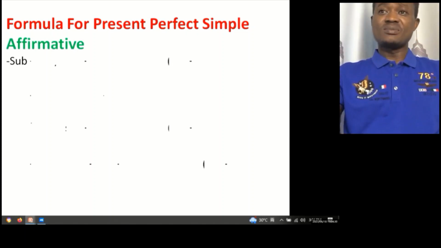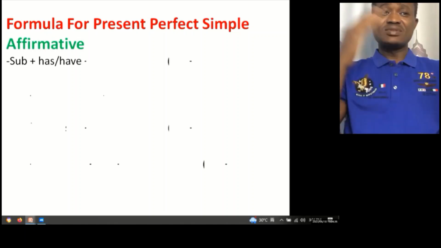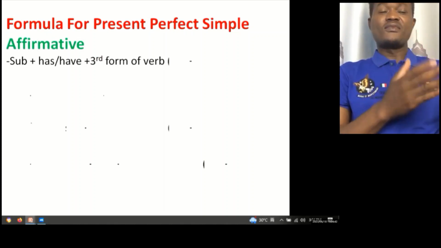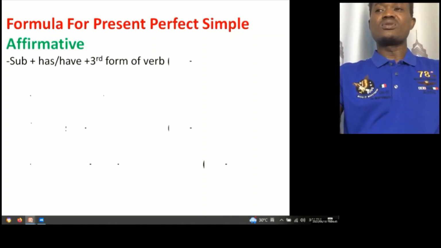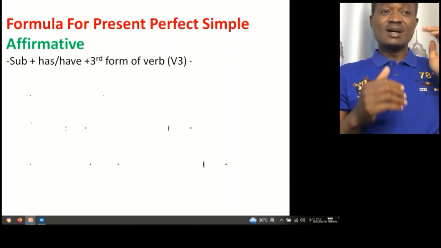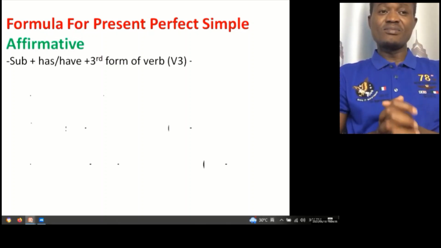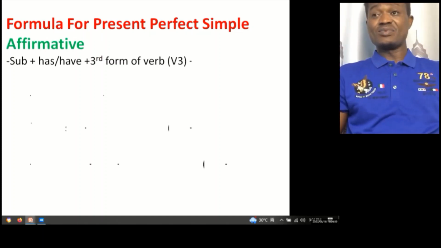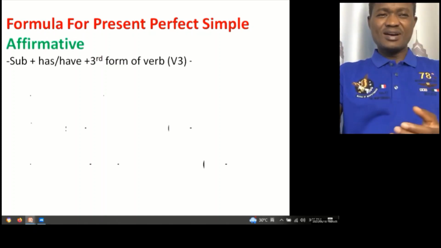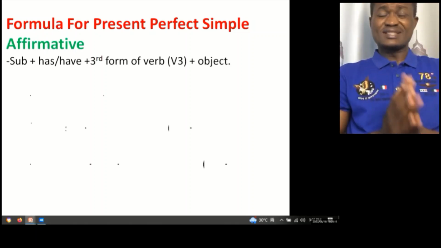Subject plus has or have, plus the third form of the verb. The third form of the verb is also called the V3 verb. We have the V1, that is the base form of the verb. We have the V2, that is the past form. Then we have the V3, that is the past participle. So the V3 verb is a past participle, plus object. This is the formula for the affirmative form, the positive form.